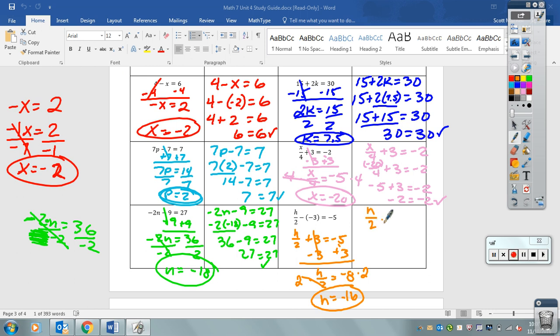H divided by 2 minus negative 3 equals negative 5. Everything stays the same, except instead of h, I use parentheses and plug in a negative 16. Negative 16 divided by 2, well, 16 divided by 2 is 8, and the signs are different, so it's negative. So negative 8 minus negative 3 equals negative 5. We don't do subtraction, we do keep, change, just like we did over there. They fight. The negatives win by 5 equals negative 5. Check mark. Negative 16 is my answer.